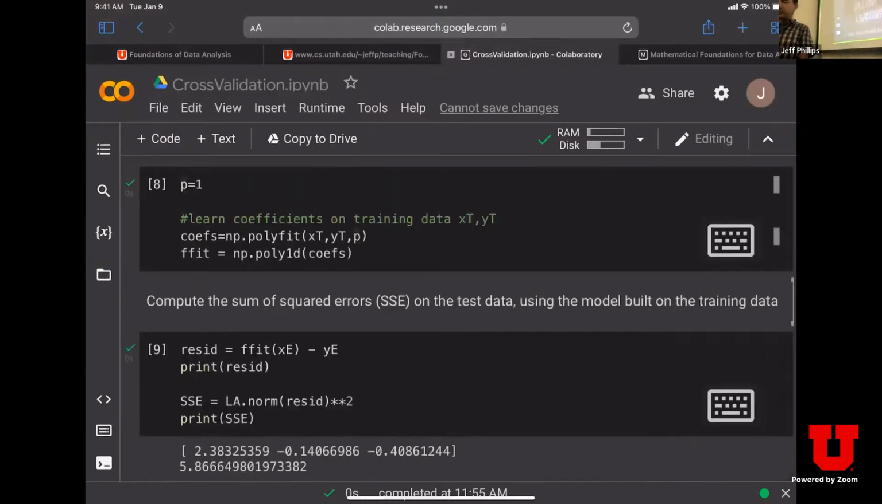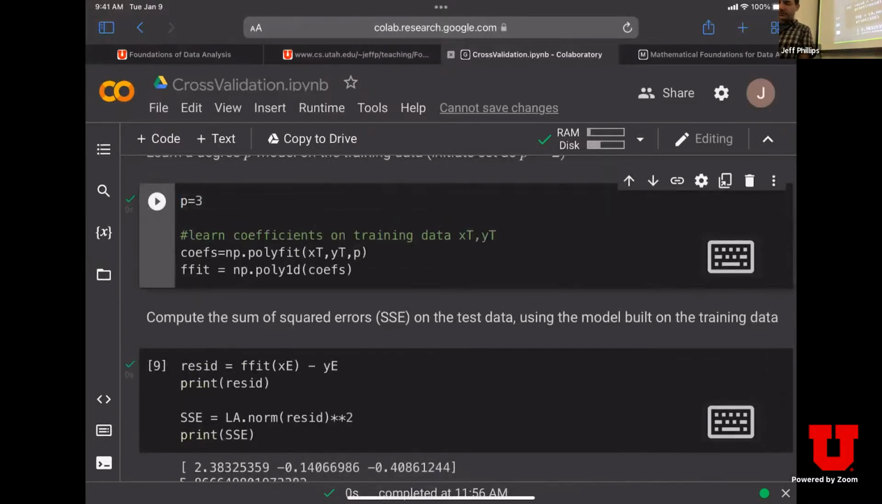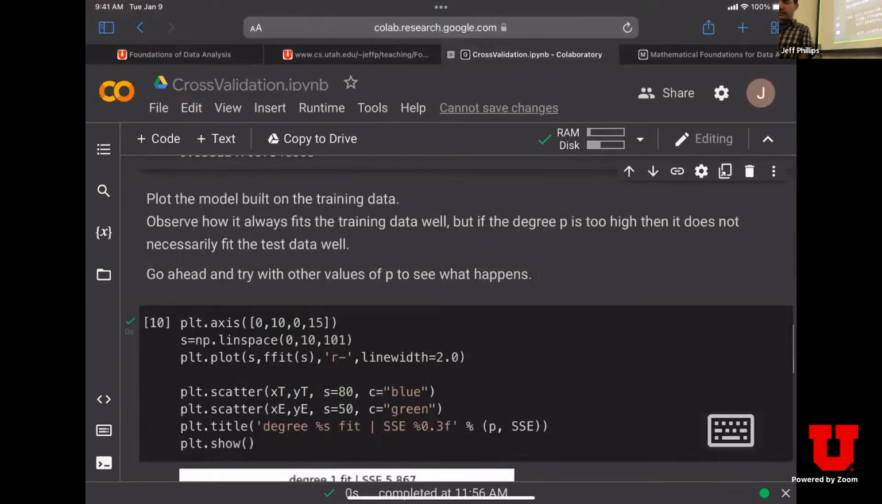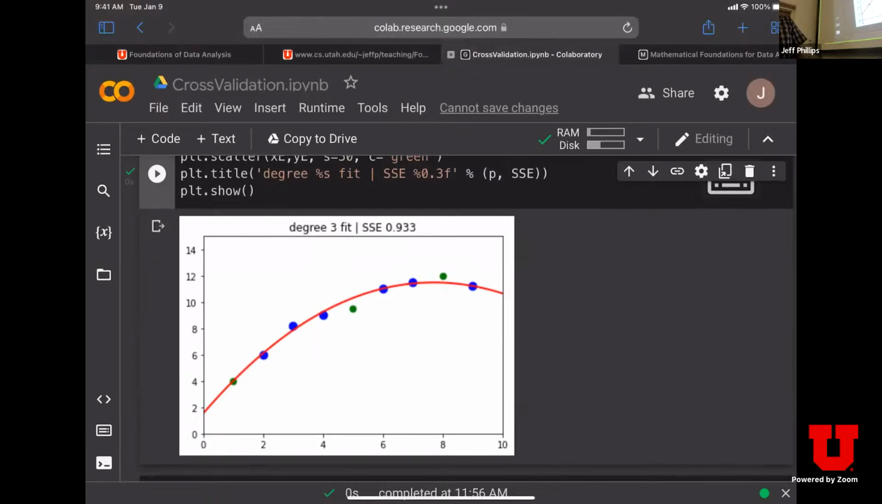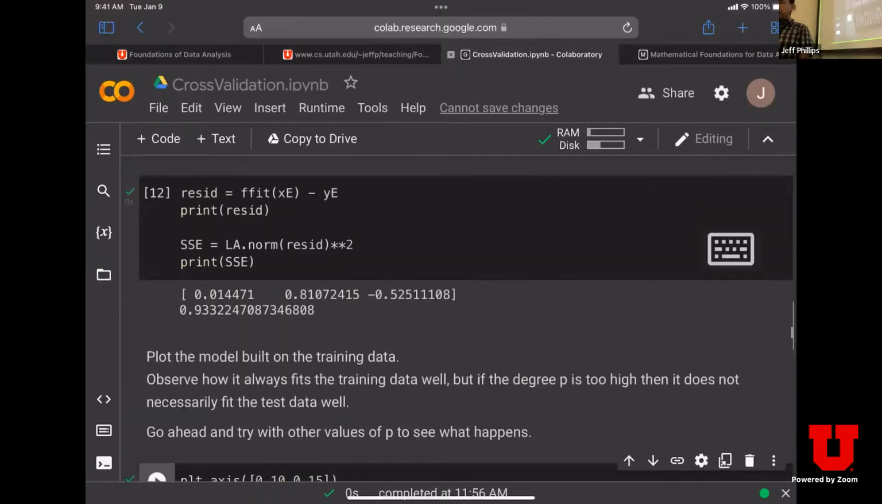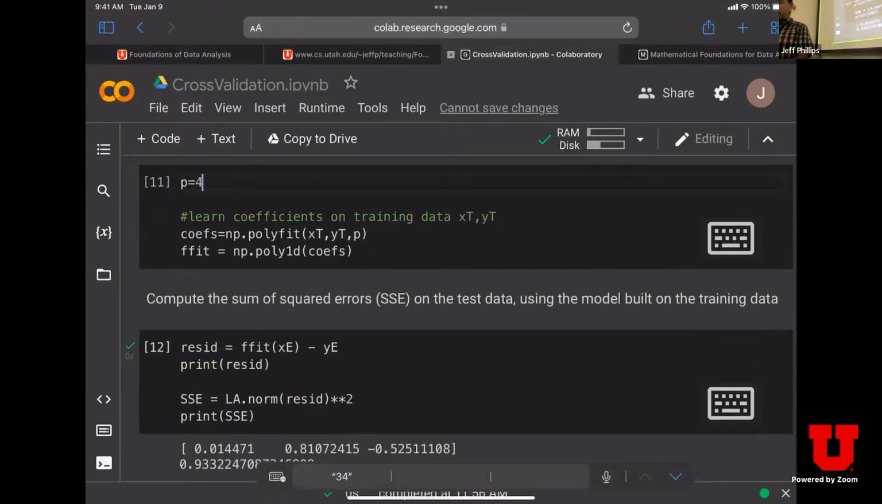Let's try degree 3. Okay, this one has a similar squared error. I forget which one was bigger, but it's similar. I'm still only getting one curve in here. Let's see what happens if I do 4.